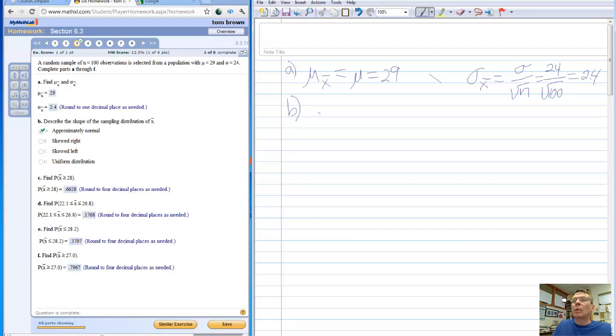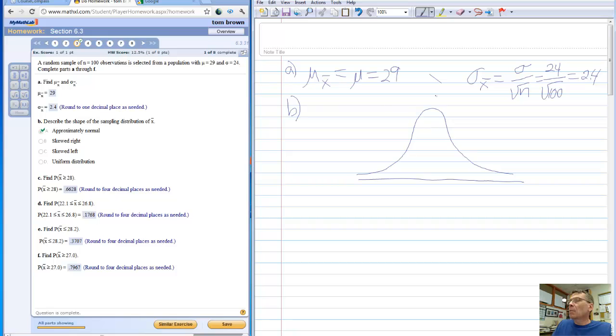Alrighty. Part B says describe the shape of the sampling distribution of x bar. Again, using the central limit theorem, we know that if n is greater than or equal to 30, if the sample size is greater than or equal to 30, then the sampling distribution of x bar is going to be approximately normal. We can actually draw it. It's going to look something like this. So this is the sampling distribution of x bar.